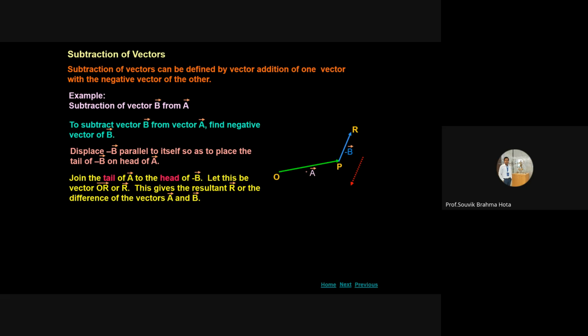The tail of A means the O point, and the head of minus B is the R point. Join them. Let this be vector OR. This gives the resultant R, or the difference between the vectors A and B. So either the addition or the subtraction. Now A minus B is equal to A plus minus B. A minus A is 0.